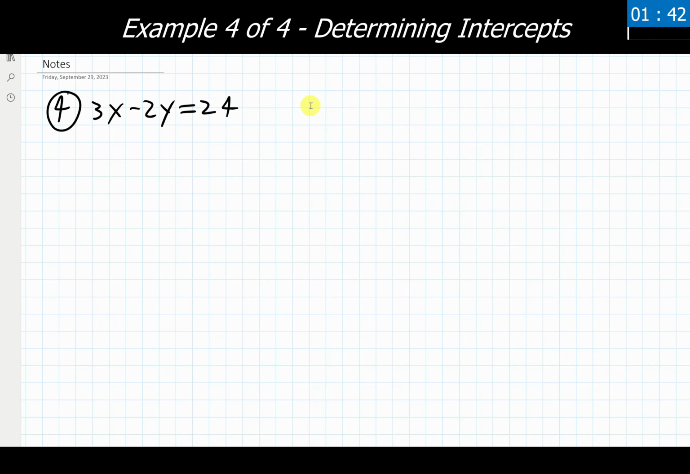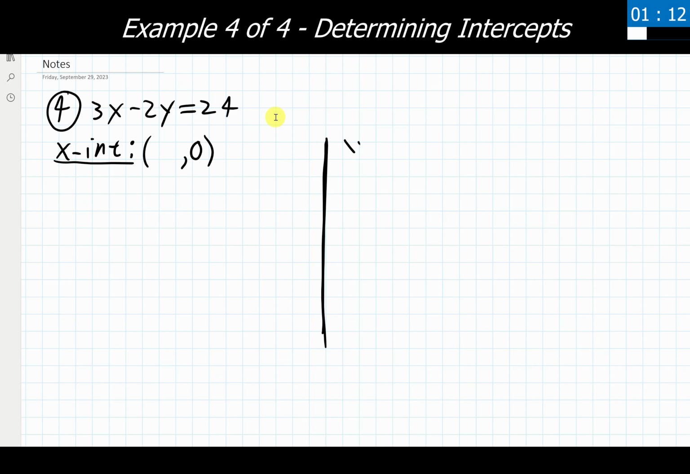Looking at our fourth and final example of determining x and y intercepts, we're given 3x minus 2y equals 24. So like we did with our previous two problems, we're going to write out for ourselves the x-intercept section of what we're going to be doing. Remember, the x-intercept has a y value of 0, and I should be solving for an x value. Then we'll give us a little bit of space here, and we'll go ahead and write in stuff for the y-intercept.